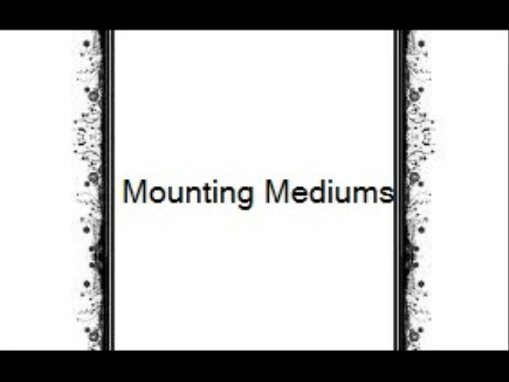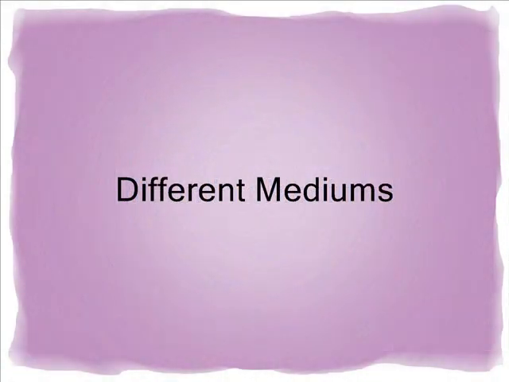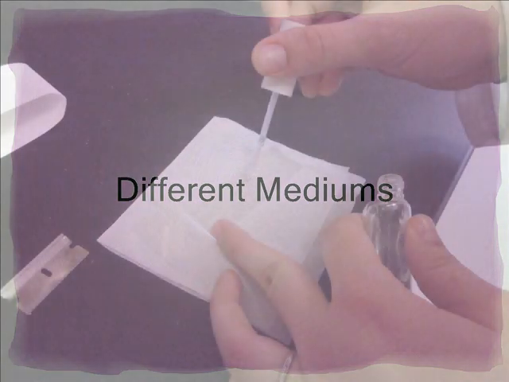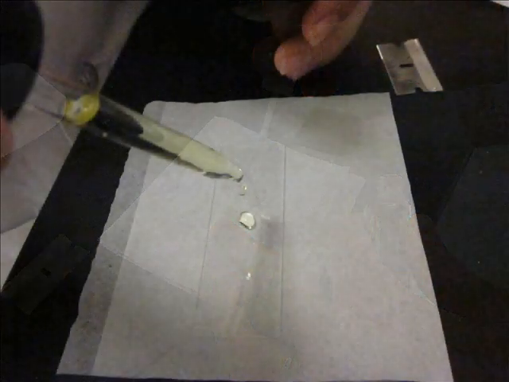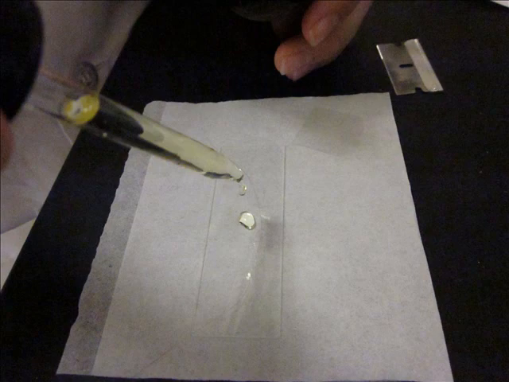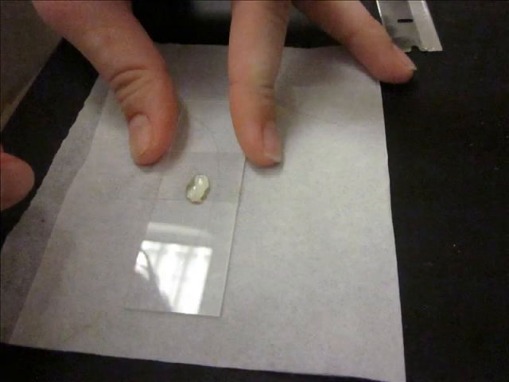Now, I will begin to discuss mounting mediums. First, I will explain the different kinds of medium. Dry mount is the simplest type of mount because the object is merely placed on the slide. Wet mount is when the specimen is placed in a drop of water or other liquid, and is held between the slide and the cover slip by surface tension.